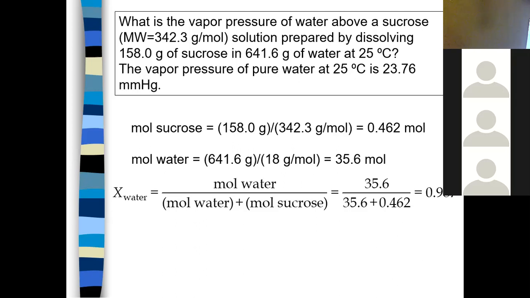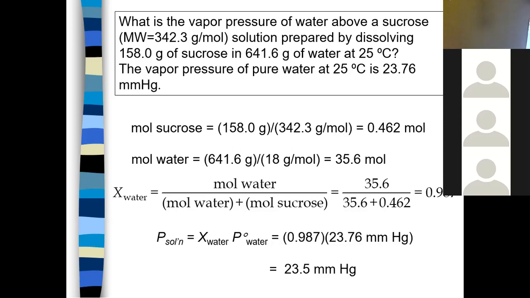And that means you have many more particles of water also, doesn't it? Right? And if you have more moles, you also have more molecules, right? Avogadro. So now that we have the mole fraction of water, calculating the vapor pressure is straightforward. The vapor pressure above the solution is just the mole fraction of water in the solution multiplied by the vapor pressure of the pure water.